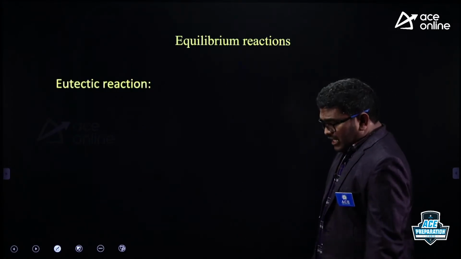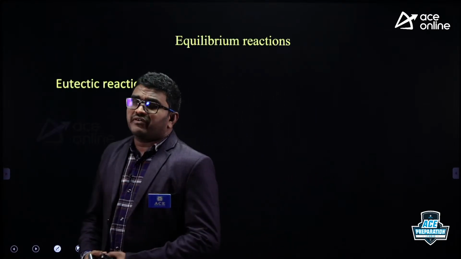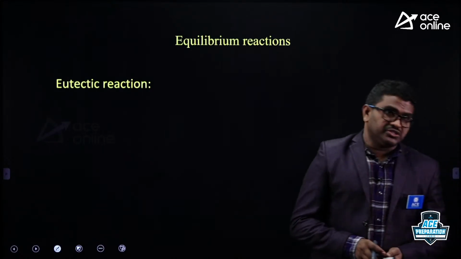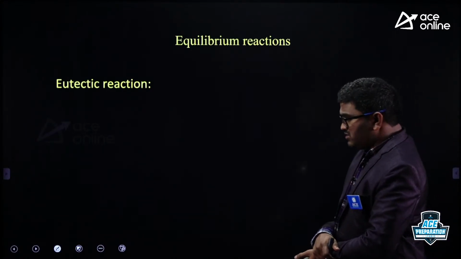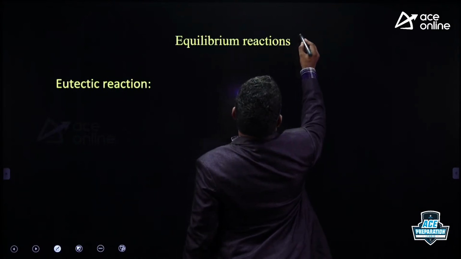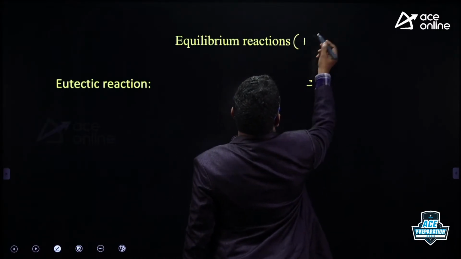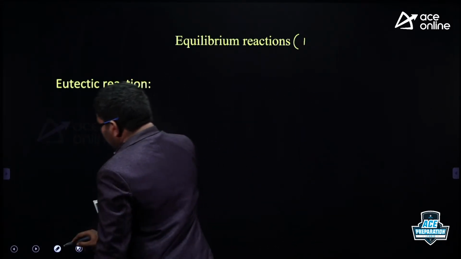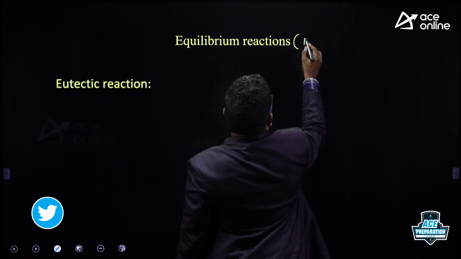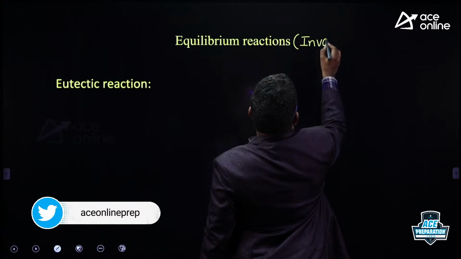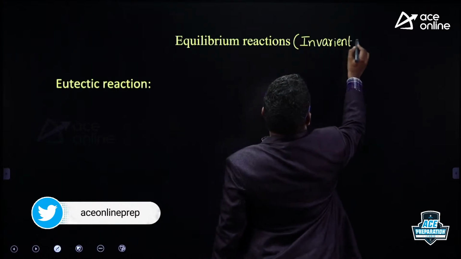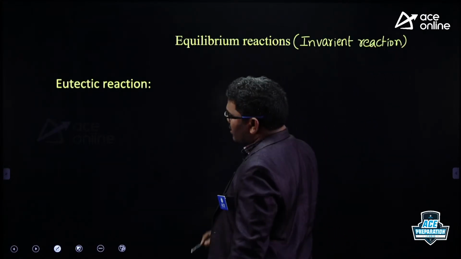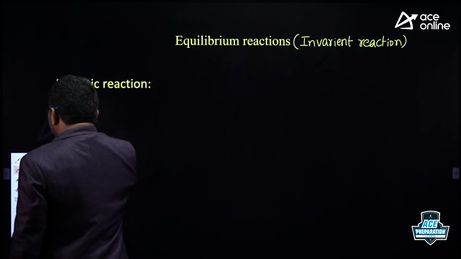Okay now. Next, another important concept from this iron cementite phase diagram, that is actually equilibrium reactions. The equilibrium reactions are also known as invariant reactions, or reversible reactions. Right. So one by one I will explain these reactions here.